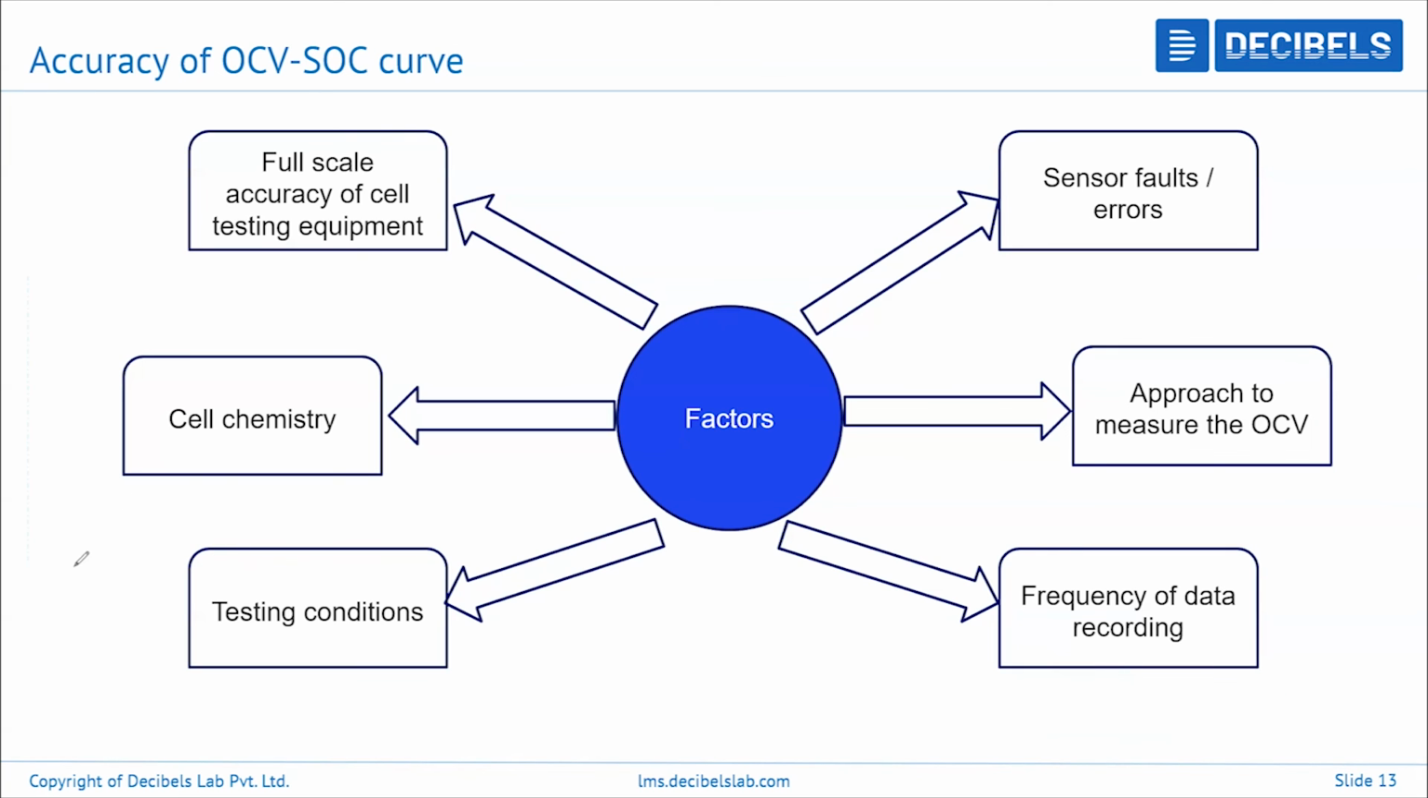So we have newer cell cycler machines. They are all of 5 volt, 20 amps, 5 volt, 30 amps. And we even have some battery pack testing machines, which can go up to like 40 amps.